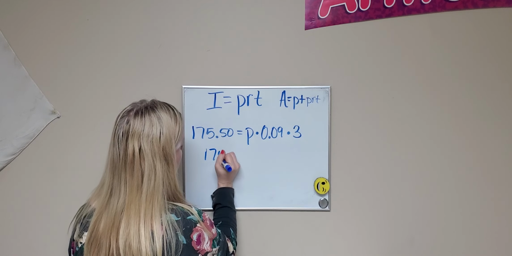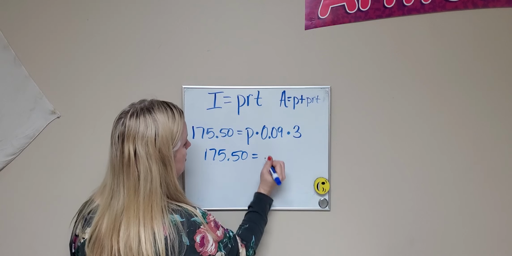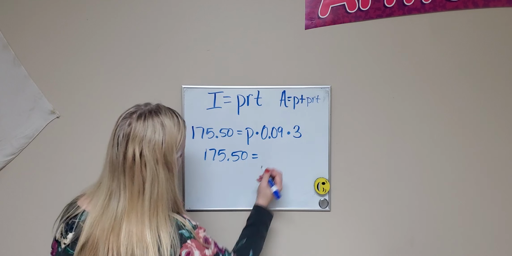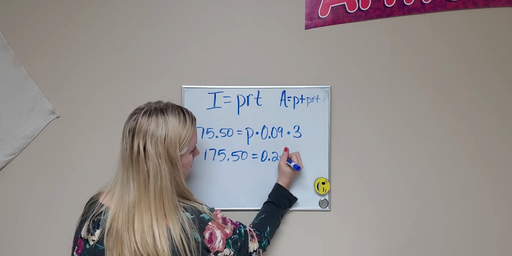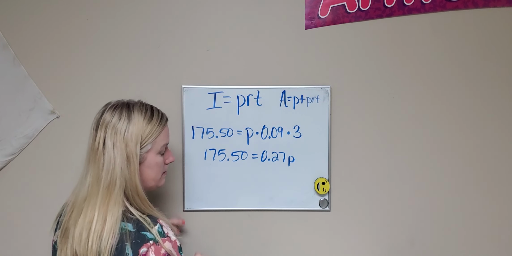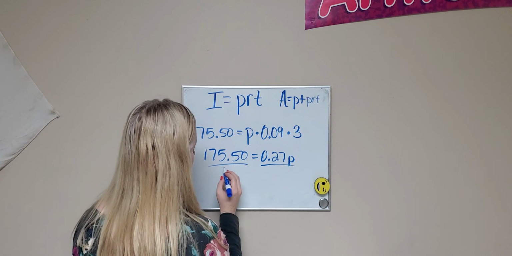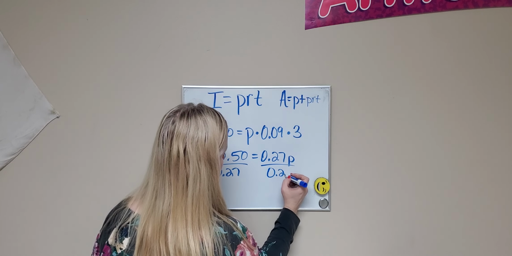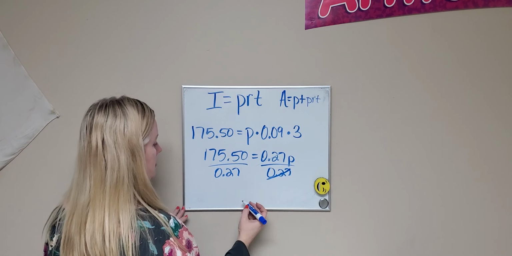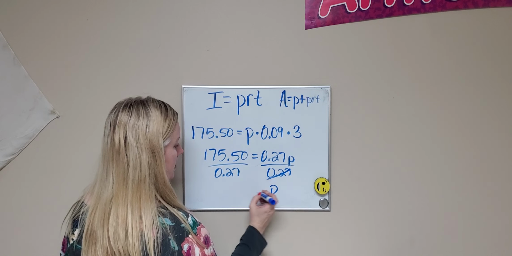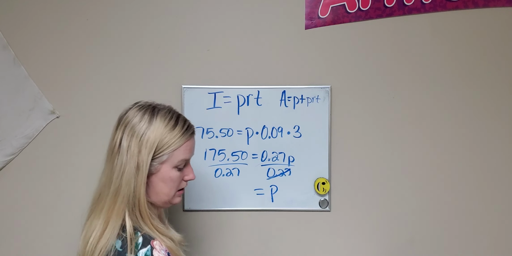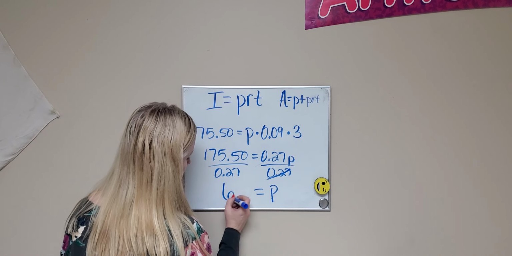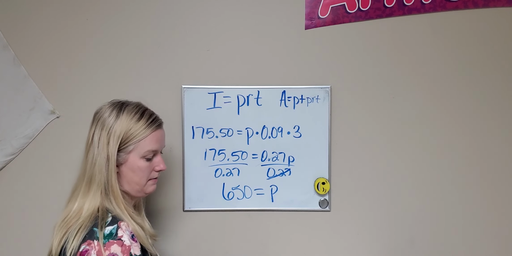I have 175.5 equals P times 0.09 times 3, which is 0.27. Still needing to find my principal. So I'm going to divide both sides by 0.27. Those cancel. P equals 175.5 divided by 0.27. It's going to be 650.